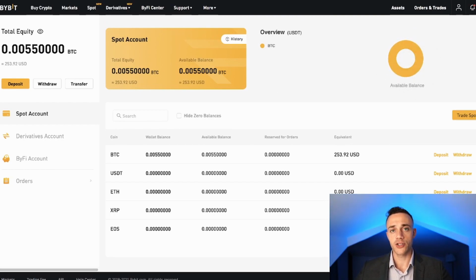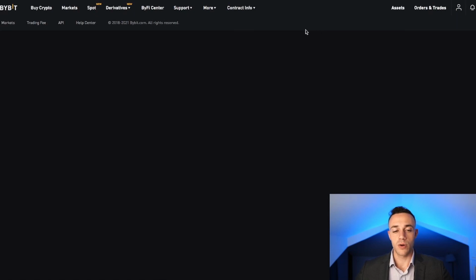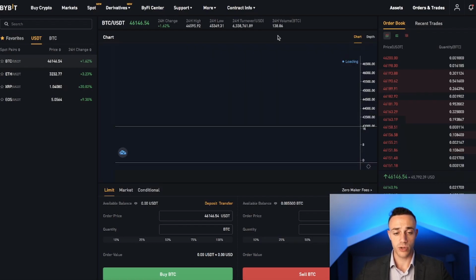So now moving on, I'll show you how to trade spot. So over here in the top, it will say spot, and you'll click on spot. It's going to take you to the spot exchange now. So if this is your first time looking at an exchange, do not get confused. It is really pretty simple what's going on here.